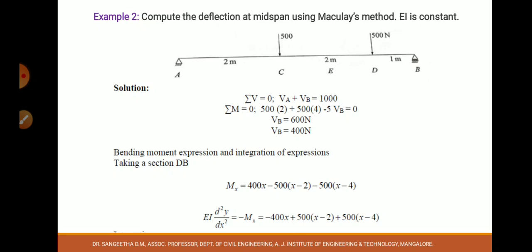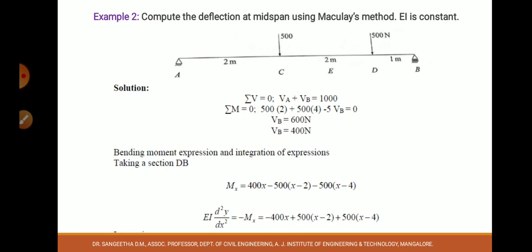What kind of beam is this? This is a simply supported beam. So, before starting with the problem, since the loads are not equally distributed, you have to find the support reactions. What is VA and what is VB? In order to do that, go back to your basics, equilibrium equations. Sigma V is 0, sigma M is 0. Sigma V is 0, VA plus VB is equal to 500 plus 500, 1000.